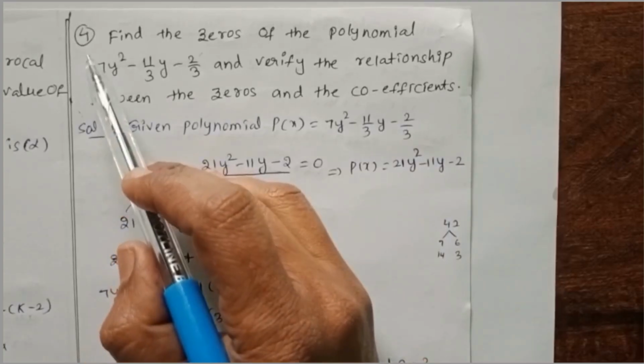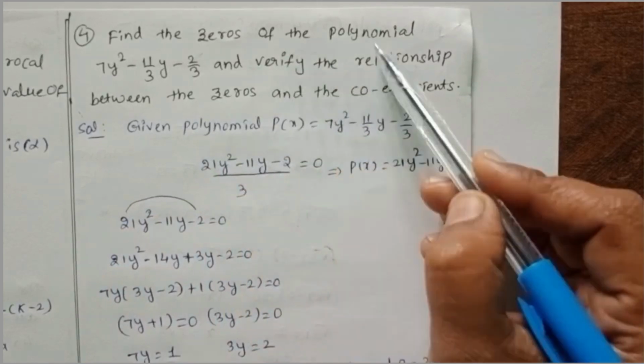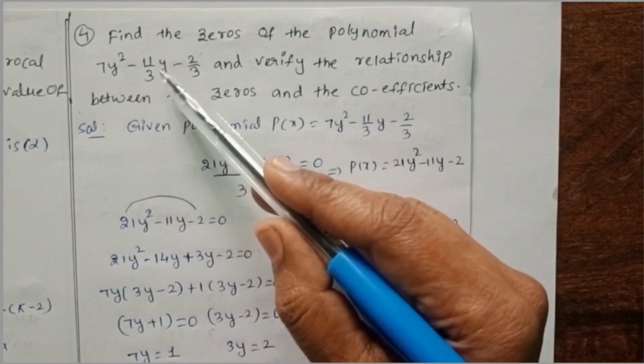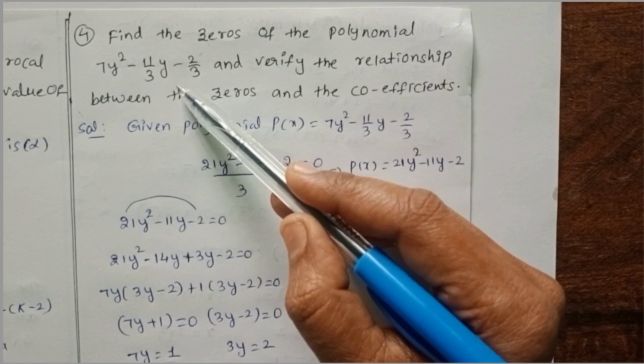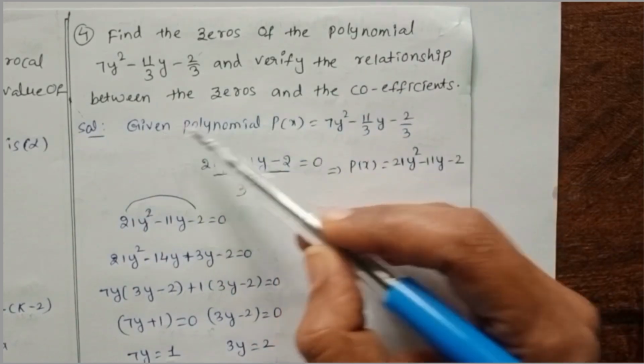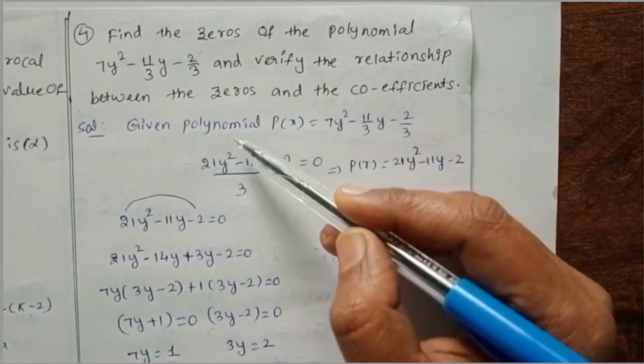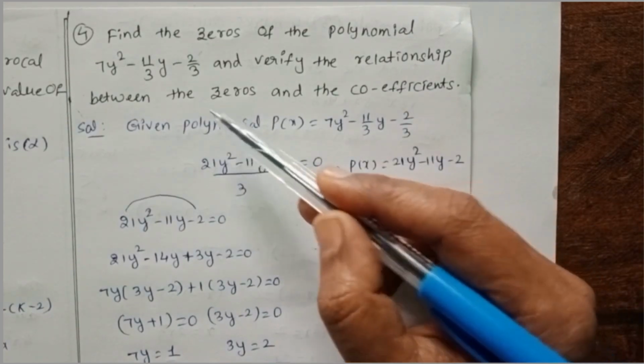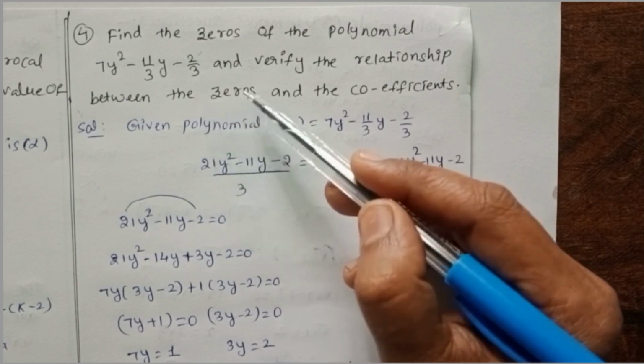The next, fourth question is: find the zeros of the polynomial 7y square minus 11 by 3y minus 2 by 3 and verify the relationship between the zeros and the coefficients. This is a very important question. You may get this type of question in the exams.